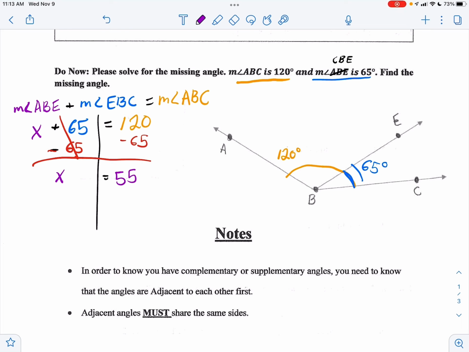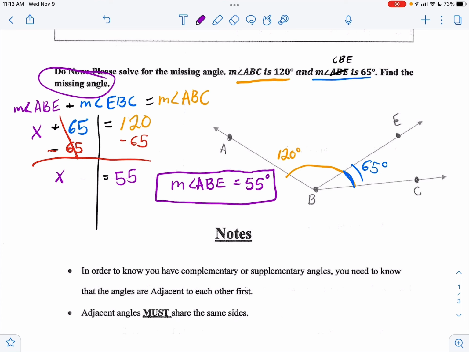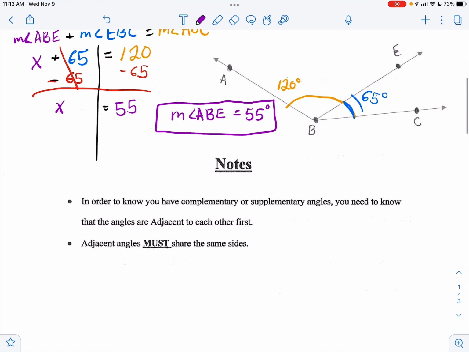It says solve for the missing angle. So the missing angle is measurement angle ABE. And that is equal to what? 55. Don't forget your degree symbol. 55 degrees. And that is your answer. So just check to make sure you have that work. Great. So now let's go into our notes.